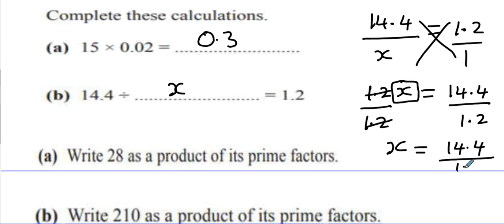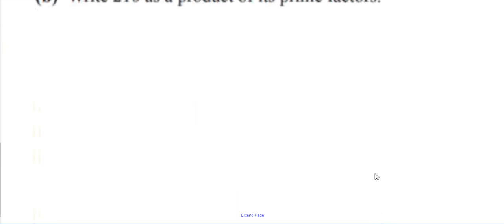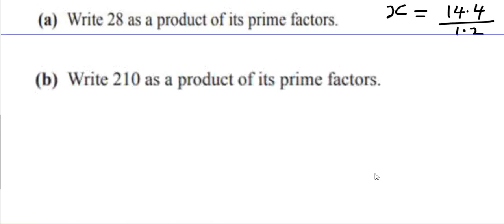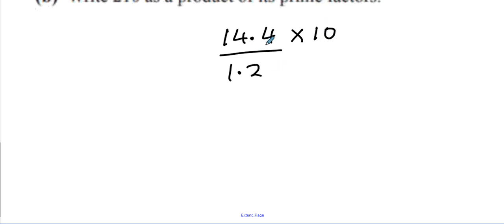14.4 divided by 1.2. Okay? Now, without using a calculator, how do we proceed from here? Let me make use of this space. You have 14.4 divided by 1.2. Remember what we said? Take out these decimal places. So you have 1 decimal place in the numerator and 1 decimal place in the denominator. So the numerator and denominator have the same number of decimal places. Because we have 1 decimal place, you multiply by 10 in the numerator, and you multiply also by 10 in the denominator.